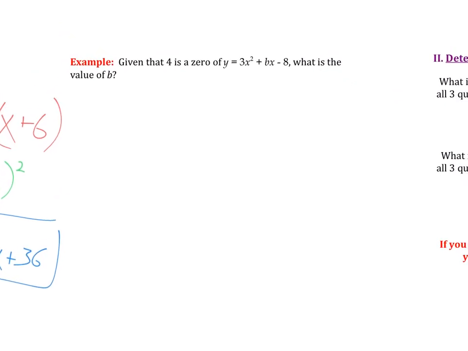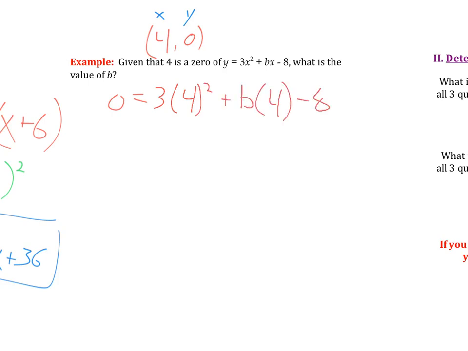All right. Given that 4 is a 0 of this equation, what is the value of b? All right, so they're telling us that 4 is a 0, so that means I know there's a point 4, 0 on this graph. And that essentially gives me an x and y value. So what I can do from here is I can actually set up an equation. Instead of y equals, I'm saying my y value is 0, so 0 is getting plugged in for y. And I can throw 4 in for x right there. So this would be 3 times 4 squared plus a mystery b value times 4 minus 8.